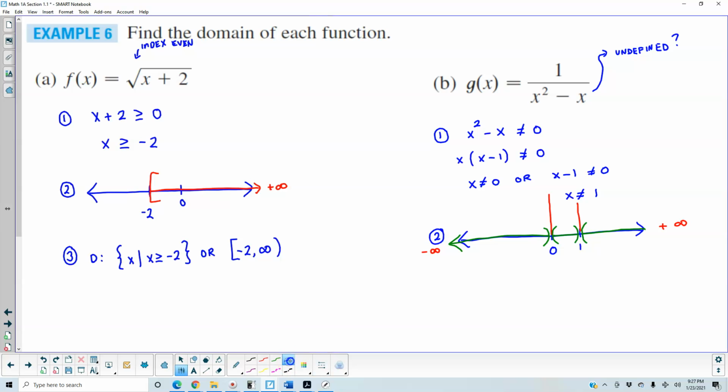So what does that tell us? Well, that tells us the following. That means that we can write this in two forms. We can say that the domain is x such that x cannot equal 0 or 1, or we can write this in interval notation. So we know that we're going from negative infinity to 0, parenthesis, union, 0 to 1, parenthesis, union, and then 1 to infinity.